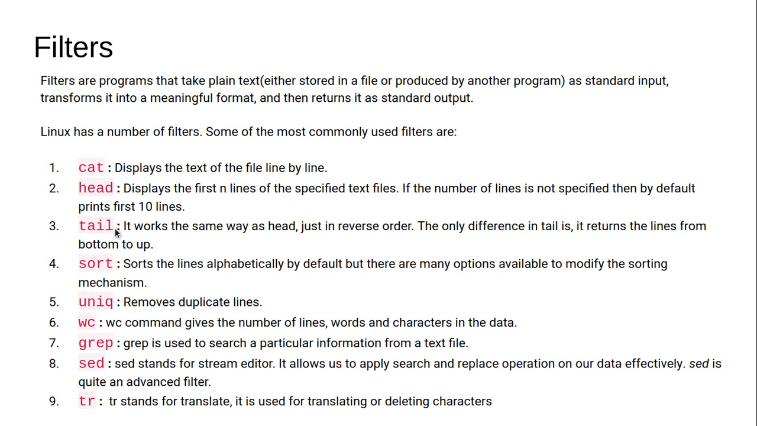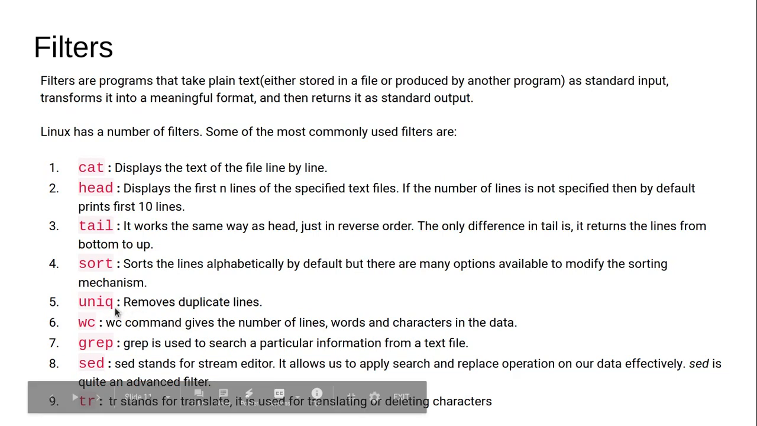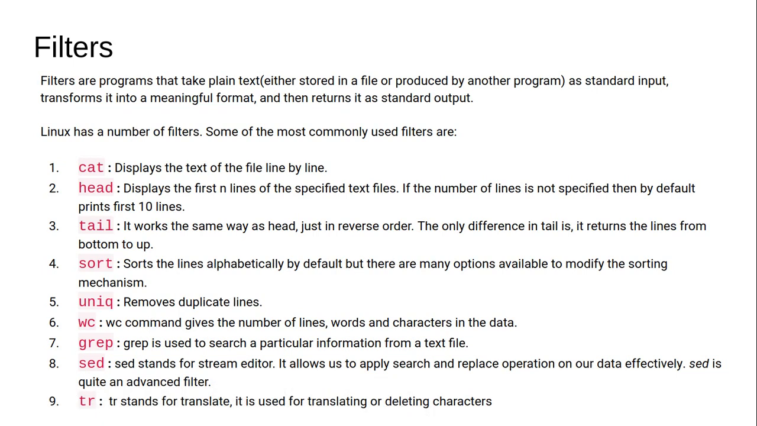Tail is the reverse of head. It will print the last 10 lines of the file on the standard out. Sort command is used to sort the content of a file or the result of a command, alphabetically or numerically. You can sort it by different options. Then uniq is used to remove duplicate lines. If you want to identify the duplicates in a certain file, you can use the uniq command.